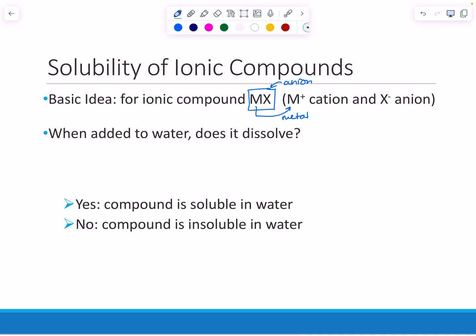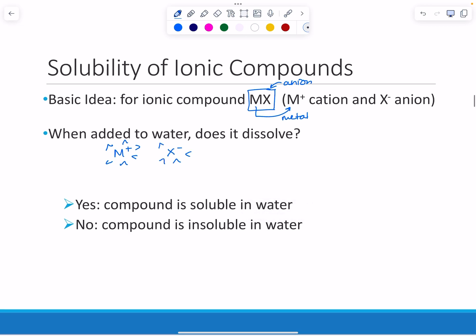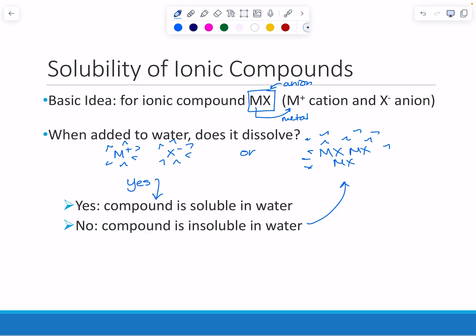When I put it into water, is it going to do this, break up, and then have the water surrounding it? Or is it going to do this, and it stays associated with itself, and the water just kind of avoids it? So, if it dissolves, it's soluble. If it doesn't dissolve, it's insoluble.